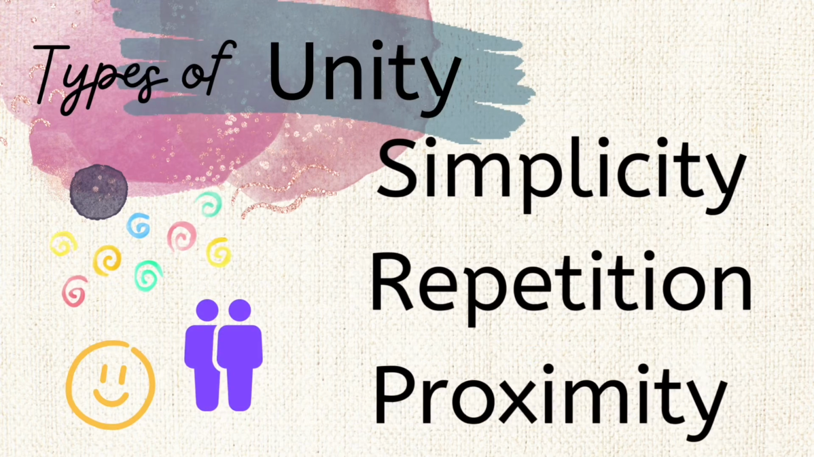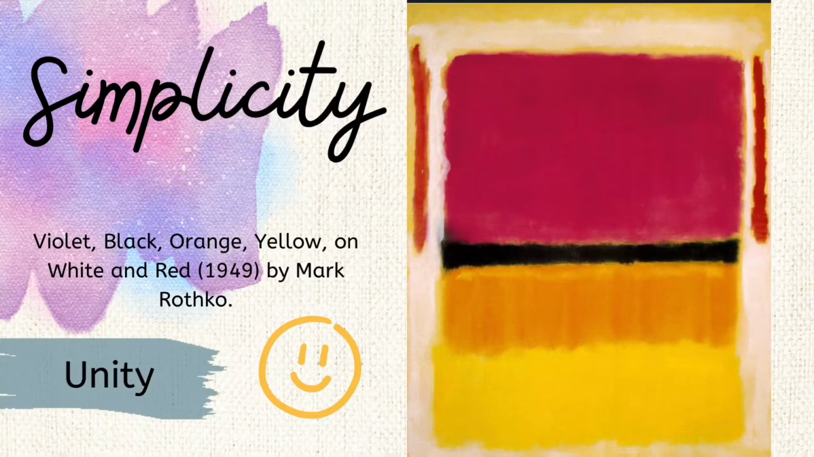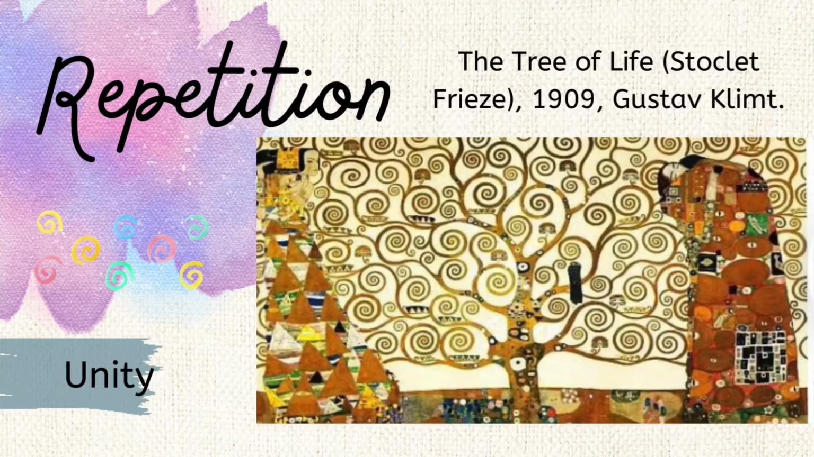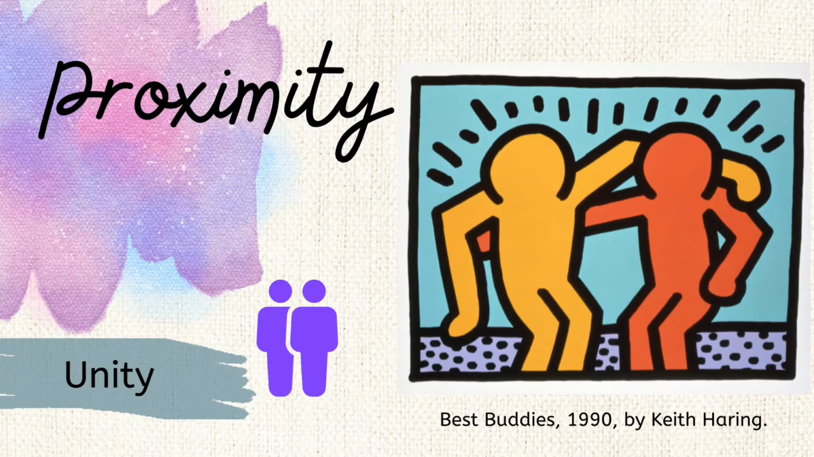There are 3 types of unity: simplicity, repetition, and proximity. This piece utilizes color and shape to create a beautiful whole. This piece utilizes repetition by repeating the swirl lines. This piece is an example of proximity. See how close the figures are together?